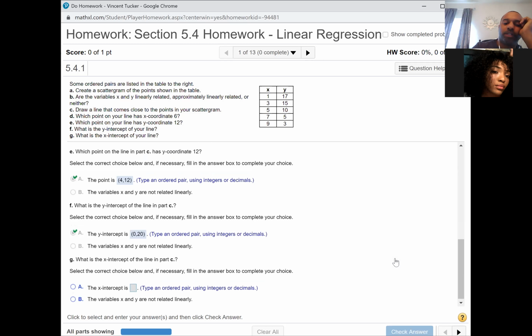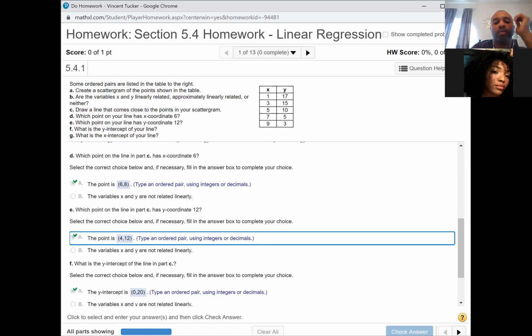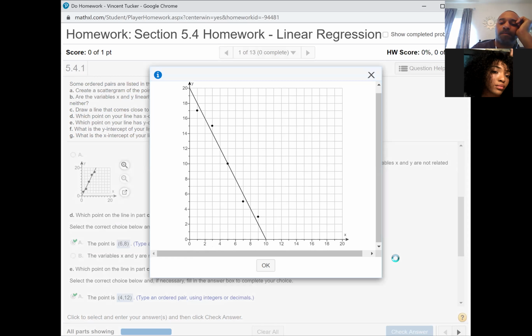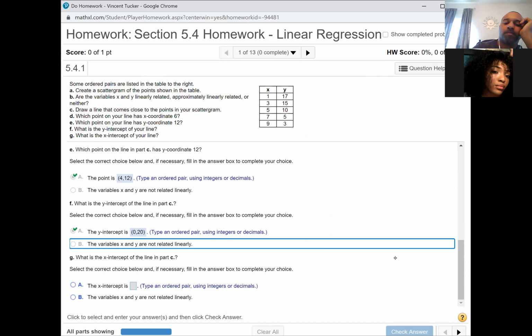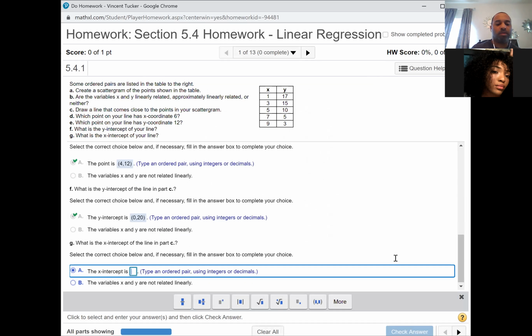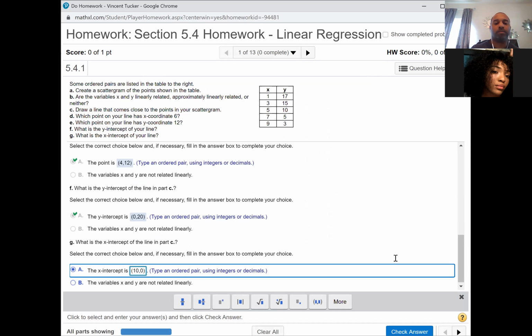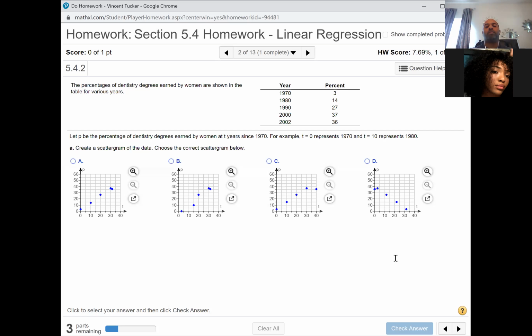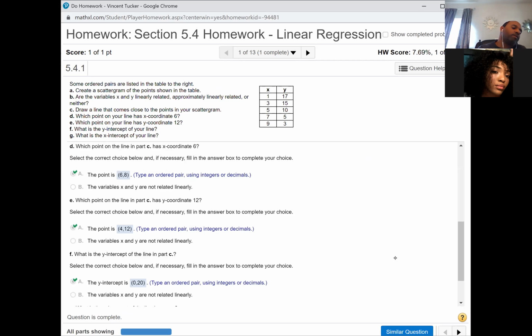And then you want to know what is your x-intercept. Your x-intercept is when y is equal to 0. So you go back to your graph, and you see down here, when y is 0, x is 10. So that'll be (10, 0). Questions on that before we leave?